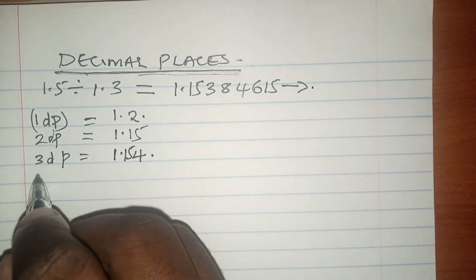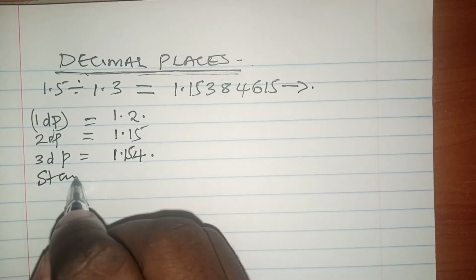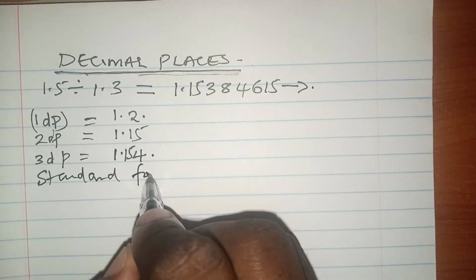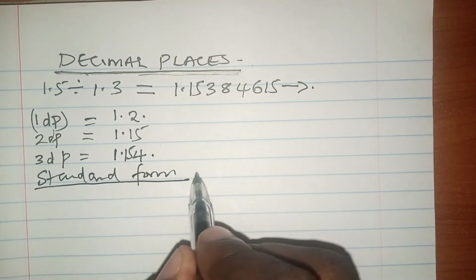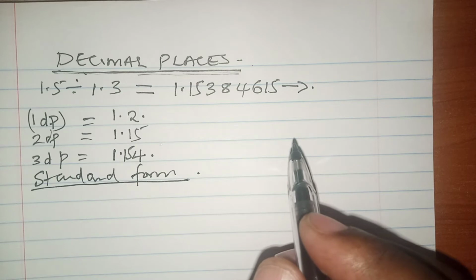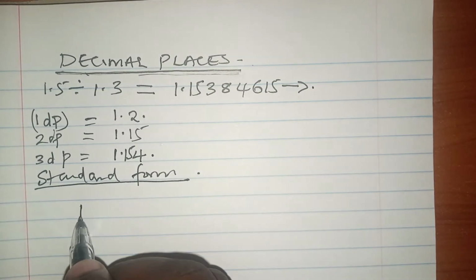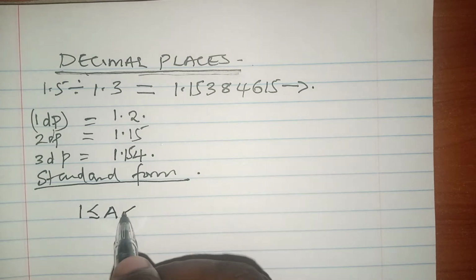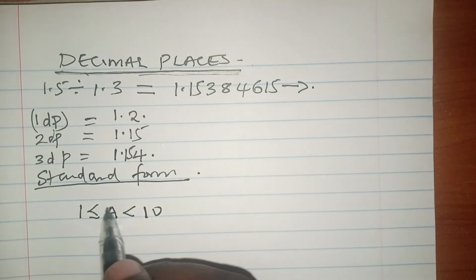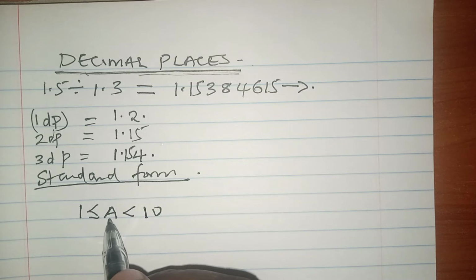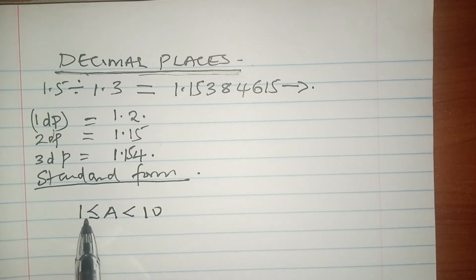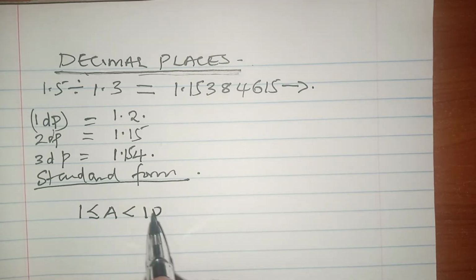Let me talk about something to do with standard form. Standard form is a way of writing numbers in terms of A times 10 to a power, where A is a number that is equal to or greater than 1, but less than 10. What do I mean by this?